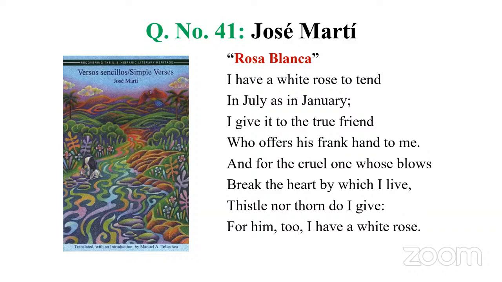So Rosa Blanca. I have a white rose to tend in July as in January. I give it to the true friend who offers his frank hand to me. And for the cruel one whose blows break the heart by which I live, thistle nor thorn do I give. For him too, I have a white rose. So here is a person who treats both his friends and enemies equally. And he always has a smile and a white rose for both the enemies and friends.